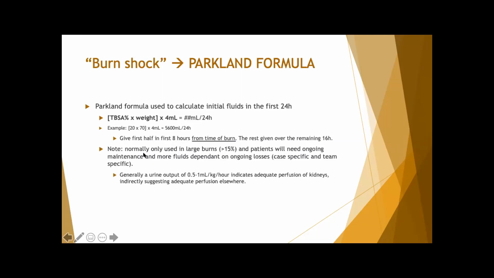I also just want to note that the Parkland formula is generally used for large burns and people with ongoing maintenance as well. You need to calculate that, but it's obviously case specific and depends on the team. Generally, urine output is your best measure of perfusion. So you want to get 0.5 to 1 mL per kilogram per hour, and that indicates adequate perfusion to the kidneys, which indirectly suggests adequate perfusion elsewhere.